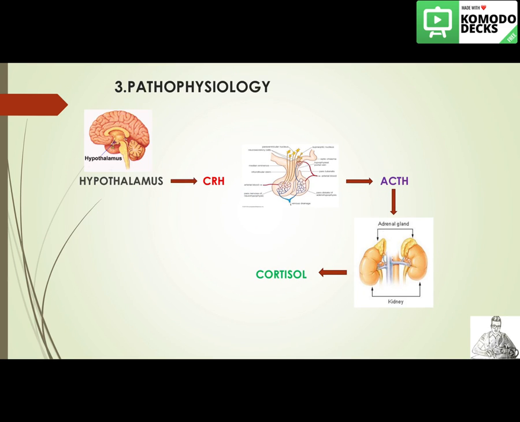So after causes, we will talk about the pathophysiology of Cushing's syndrome. As we know, the paraventricular nucleus in the hypothalamus secretes CRH hormone, and that stimulates the anterior pituitary gland to release ACTH. This ACTH travels via the bloodstream and reaches the adrenal gland and stimulates it to release cortisol hormone. And excess cortisol gives negative feedback to the hypothalamus and modulates the CRH release.